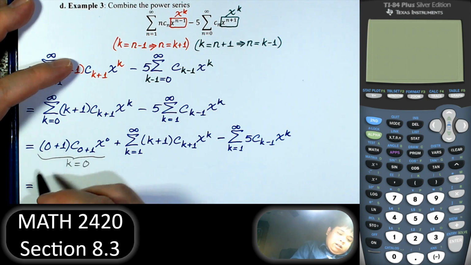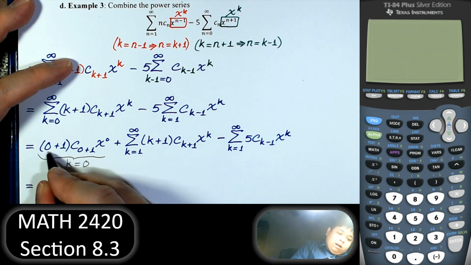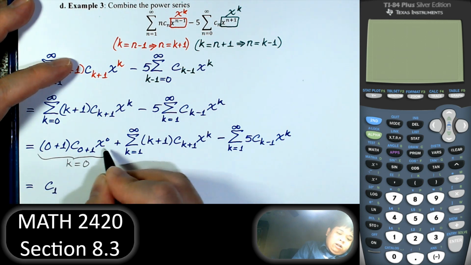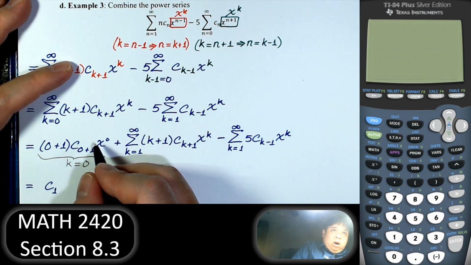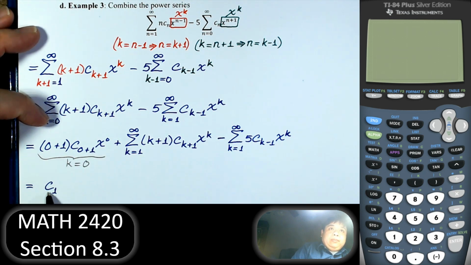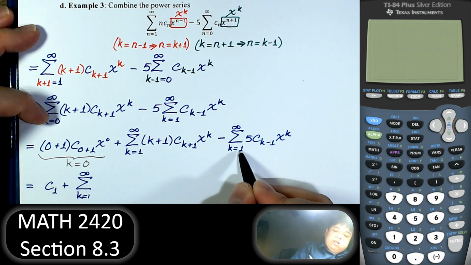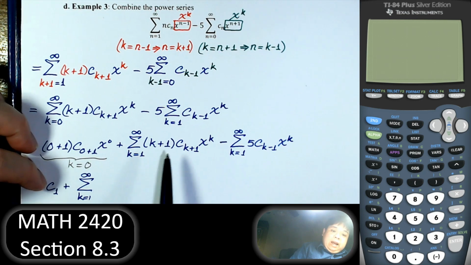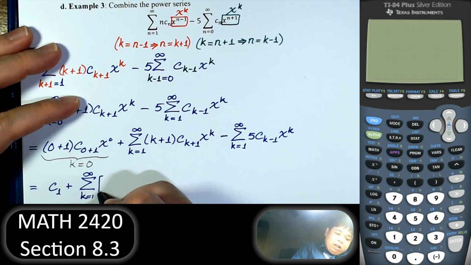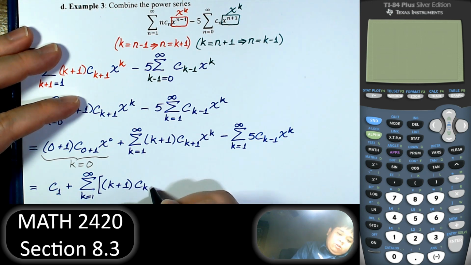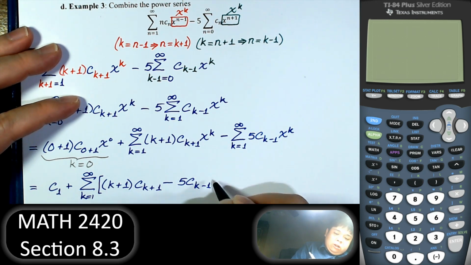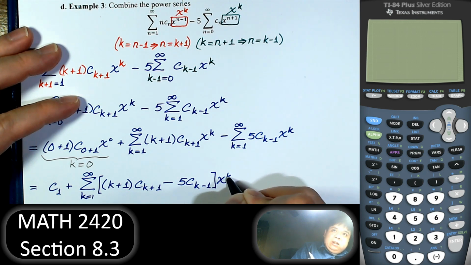Now that gives us C. That's C1, and X to the 0 power is 1. So that's C1. And then the summation, both of them start from 1 to infinity. And the power is x to the k, so I can factor out x to the k power. So I have C of k plus 1, subtract 5 C of k minus 1, all of which times x to the k.